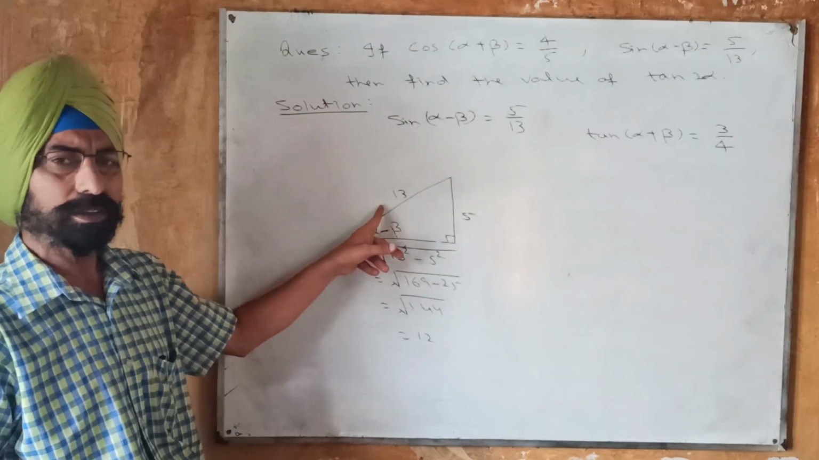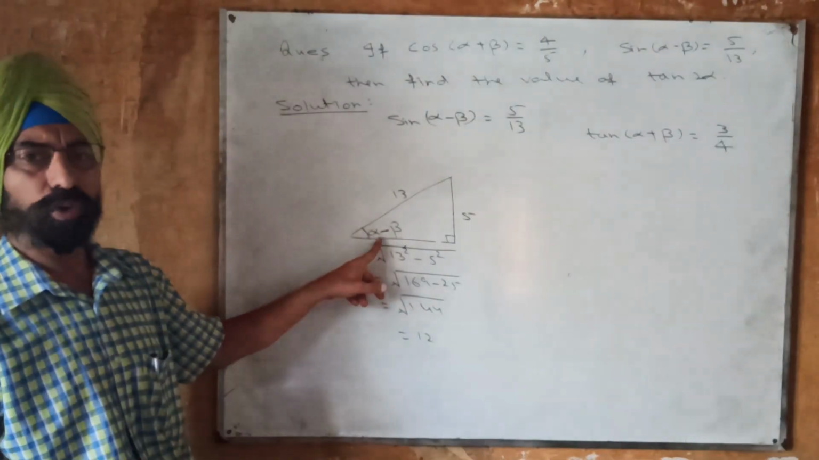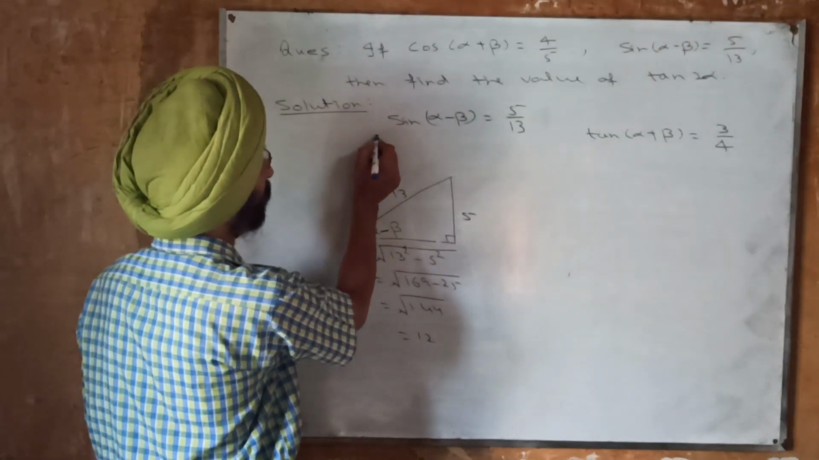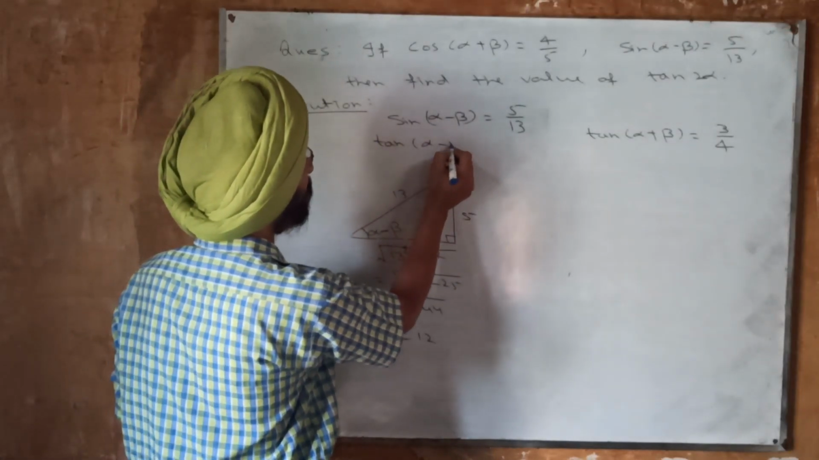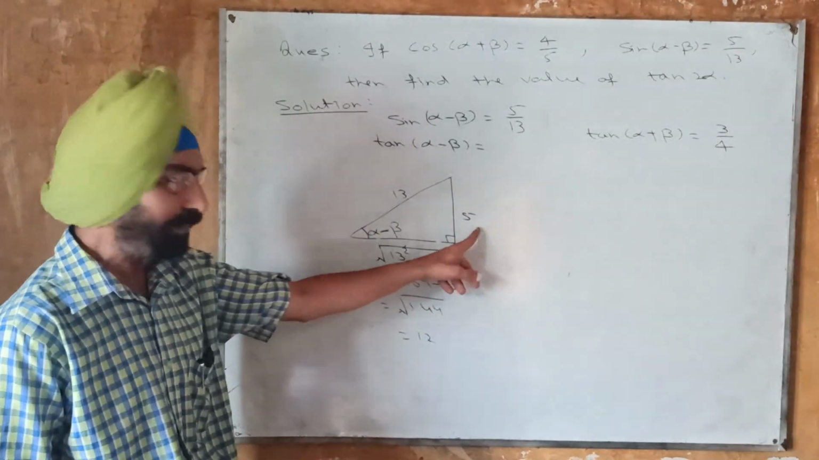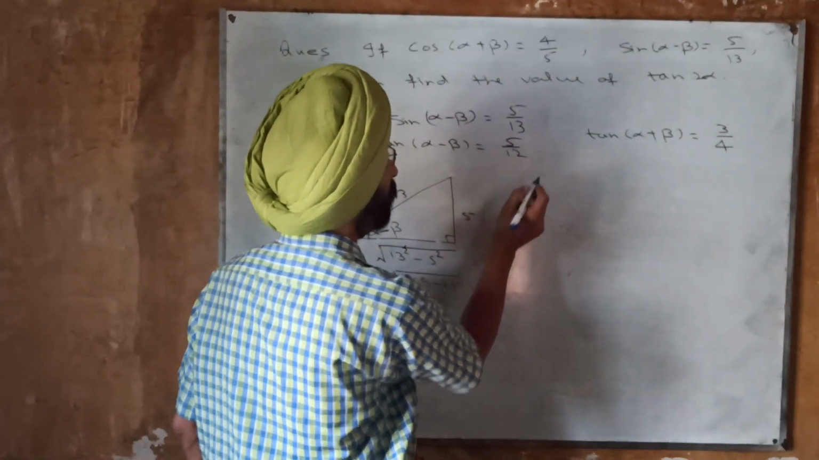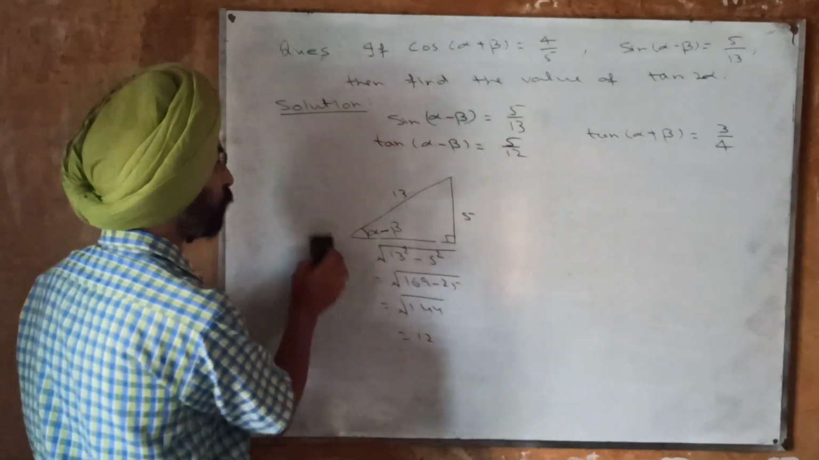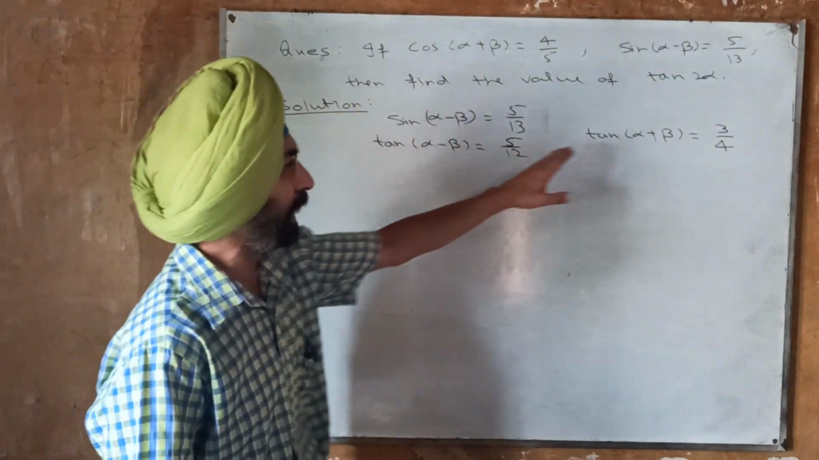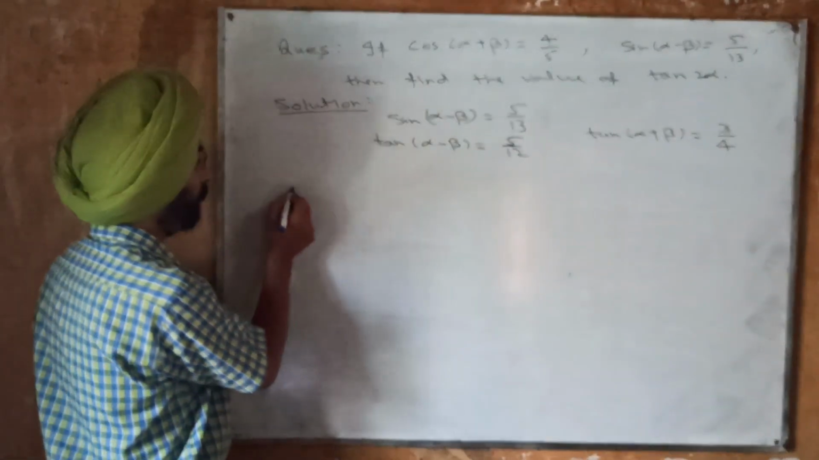Now we know the hypotenuse, we know the perpendicular, and we know the base. For this angle now, what will be the value of tan of this angle? So tan of alpha minus beta will be now perpendicular over base once again. Perpendicular is 5, base is 12, so it is 5 upon 12. Now we have the values of tan(alpha plus beta) and tan(alpha minus beta). Now these two values are with us, and we have to find the value of tan 2 alpha.